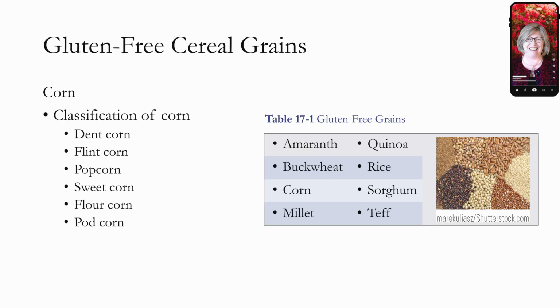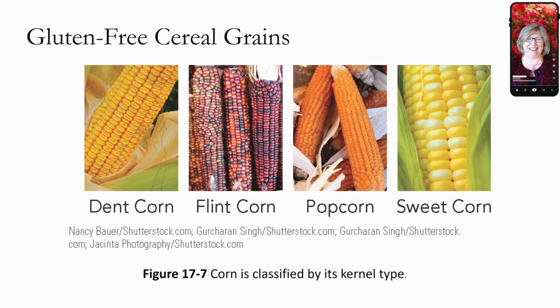Now let's talk about corn. Corn is classified as dent corn, flint corn, popcorn, sweet corn, flour corn, and pod corn. Here in Table 17-1, you see a recap of the gluten-free grains: amaranth, buckwheat, corn, millet, quinoa, rice, sorghum, and teff. And in 17-7, you see corn, and it is classified by its kernel type. You see dent corn on the far left, flint corn, next popcorn, and then sweet corn.